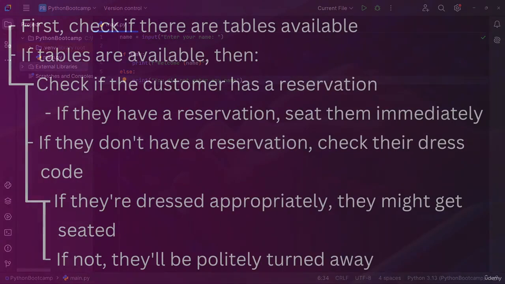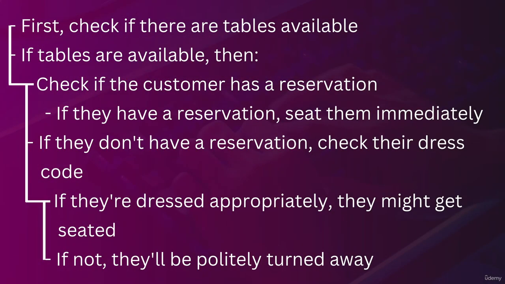Now let's break down our restaurant seating scenario as a perfect metaphor for nested conditionals. First, you check if there are tables available. If tables are available, then you check if the customer has a reservation. If they have a reservation, you seat them immediately. If they don't have a reservation, you check their dress code. If they are dressed appropriately, they might get seated. If not, they will be politely turned away.